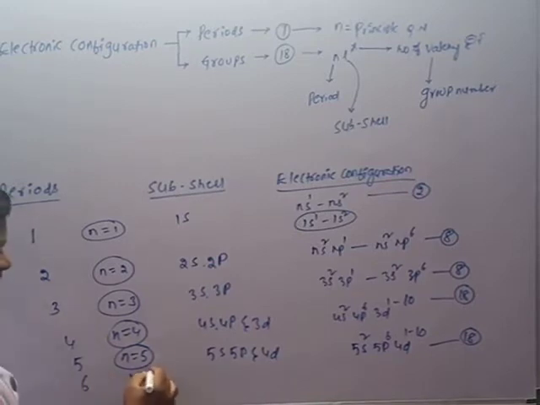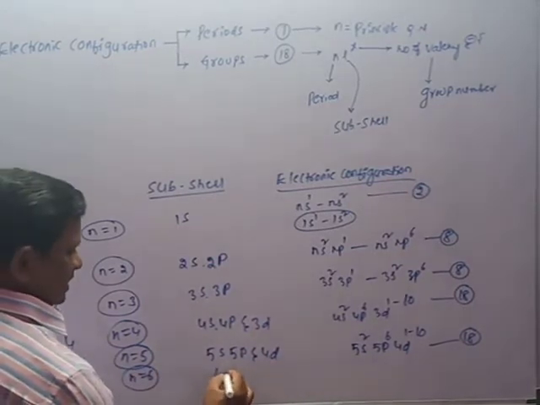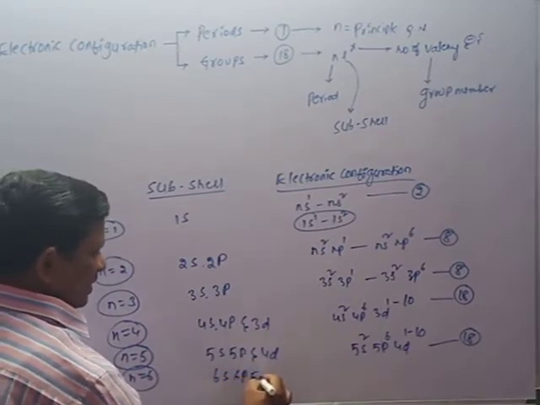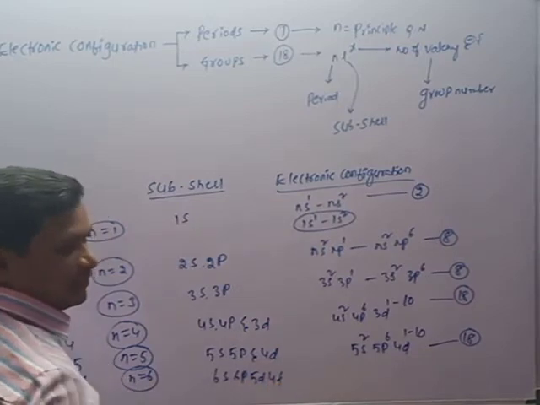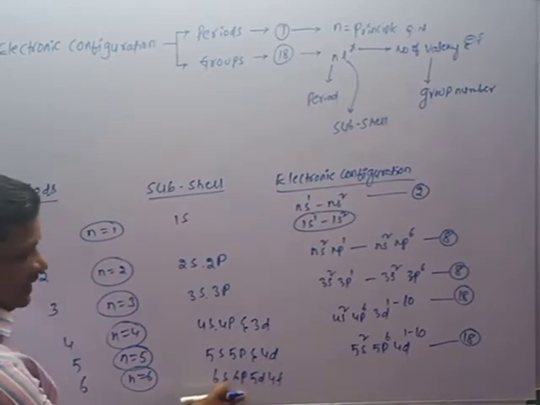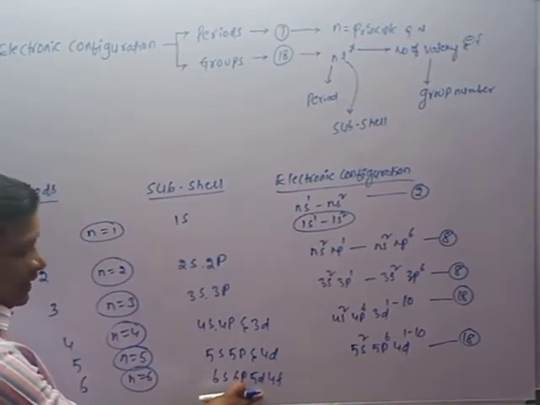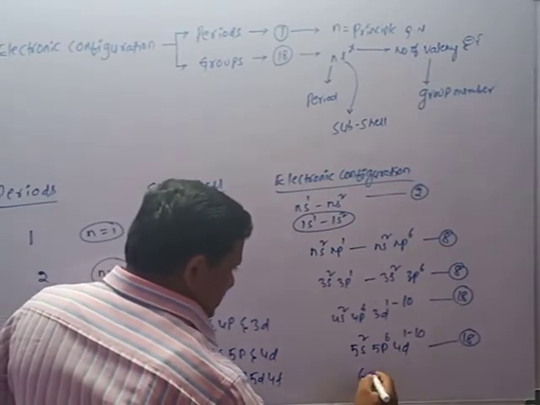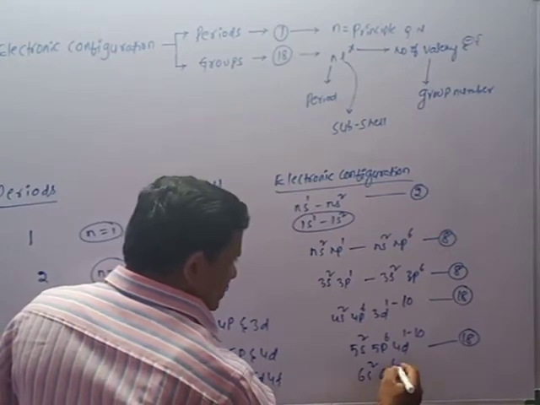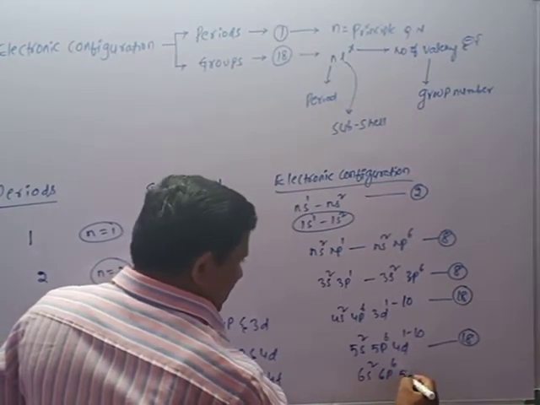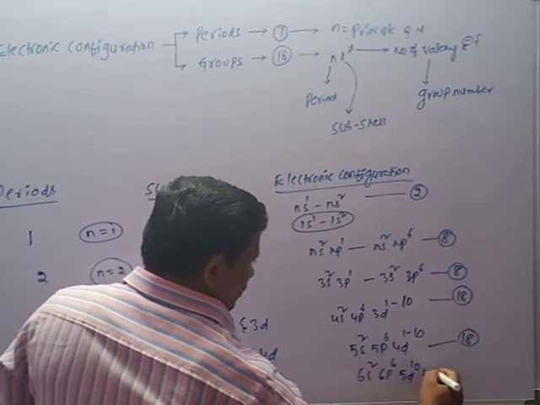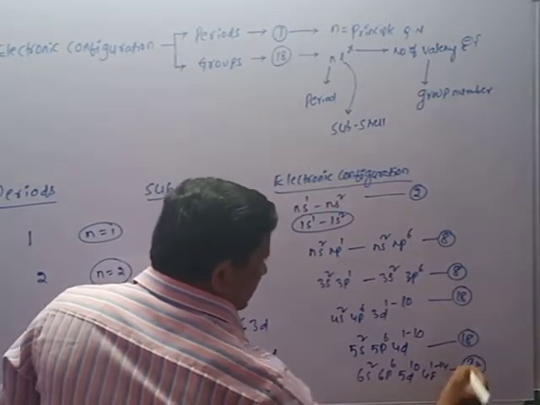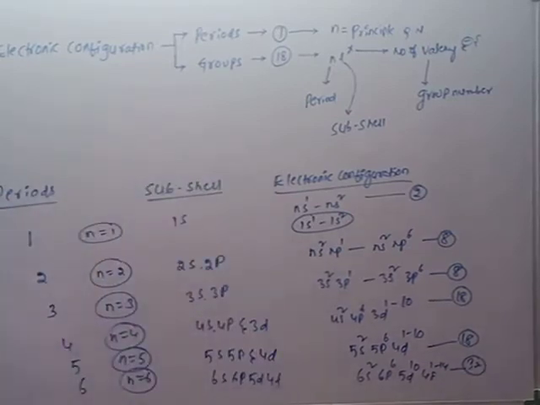So wherein n equal to 6. Then 6s, 6p, 5d and 4f. 2 plus 6, 8, 8 plus 10, 18, 18 plus 14, that is 32. So then 6s2, 6p6, 5d10, 4f1 to 14. It consists of 32 elements.